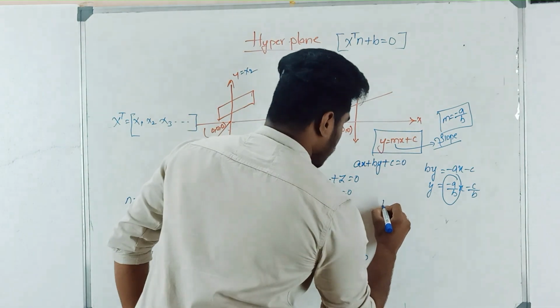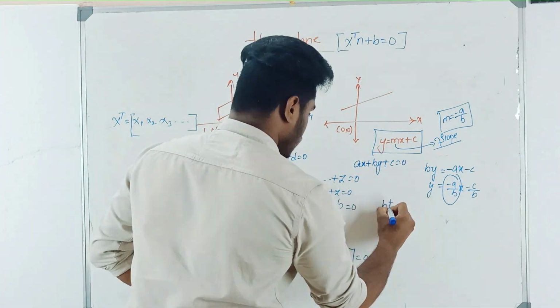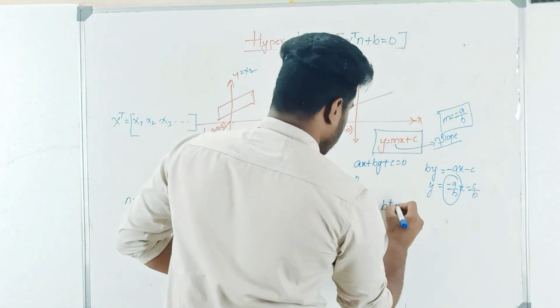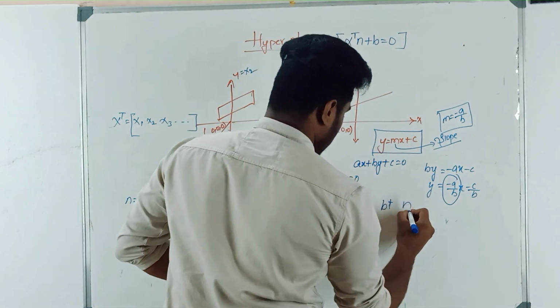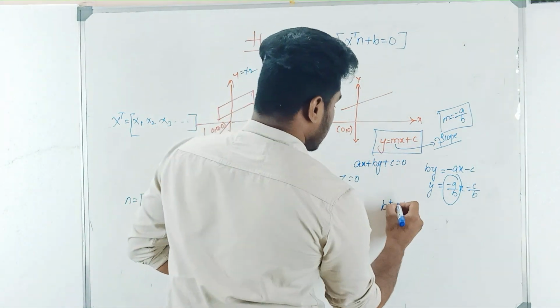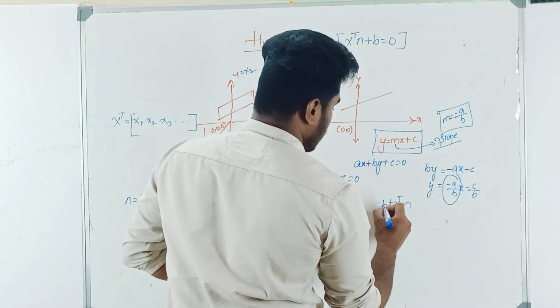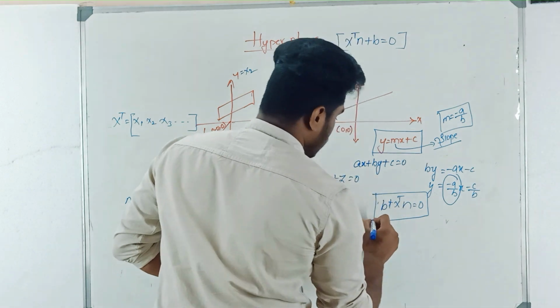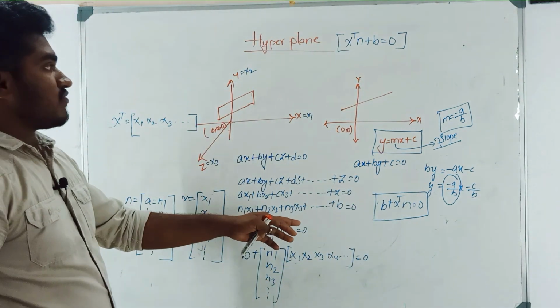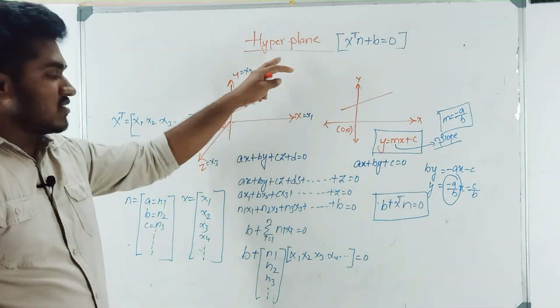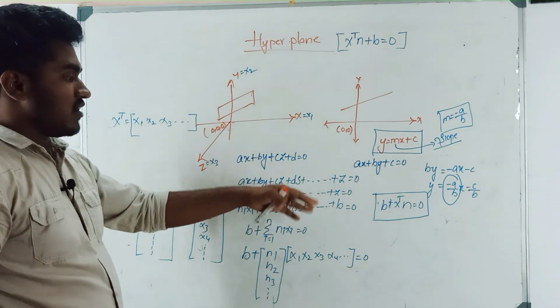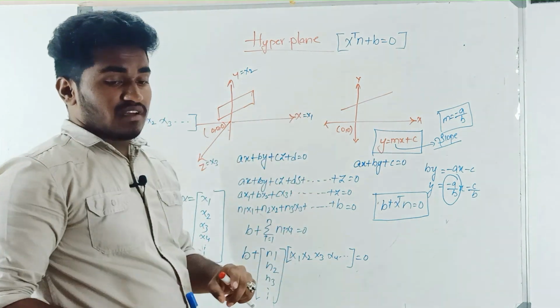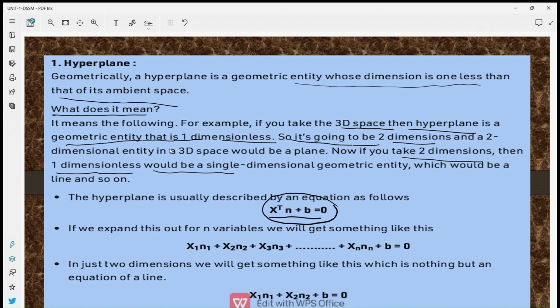So b plus n, simply writing n, times x transpose, equals 0. So this is the equation of the hyperplane. This is how the derivation of this particular hyperplane goes.